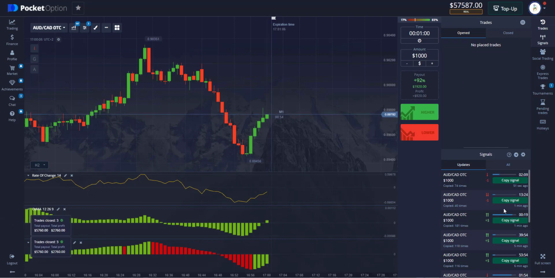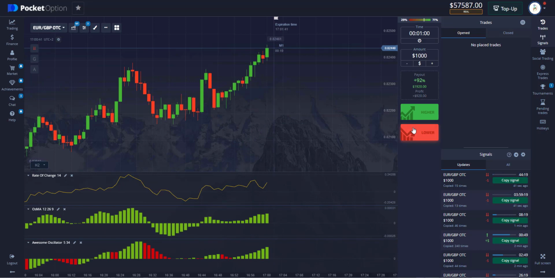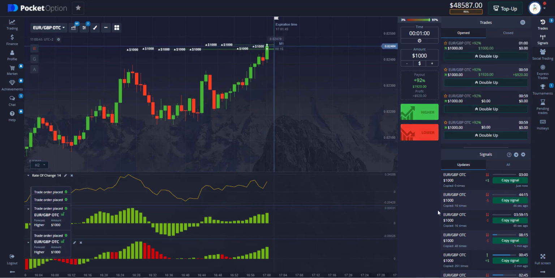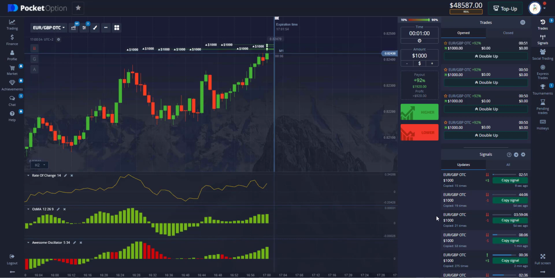Great, trades were closed successfully, and now I'm looking for another good moment. Here is a good moment to get trades. As I said earlier, we look at the indicators, rate of change, it goes in an upward direction, and we look at the SMA and awesome oscillator indicator. We also have large candles to the top, like a staircase.